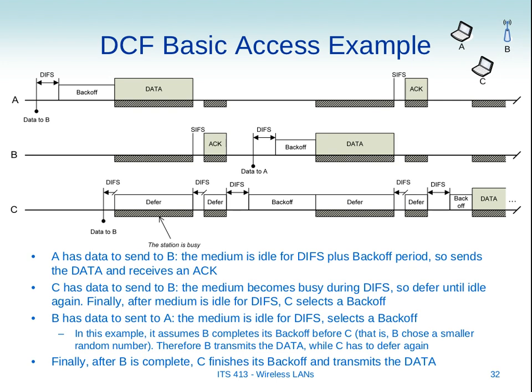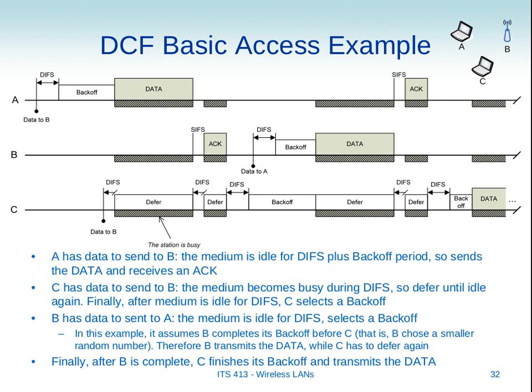When that entire data frame has been transmitted, B has received it. Remember, A was sending to B. A is the source, B is the destination. When that entire data frame is received, B waits for a short period of time. And this is fixed. It's called the short interframe space. DIFS is the DCF interframe space. SIFS is the short interframe space. It's shorter than DIFS. Wait for a short time and then send back the ACK.